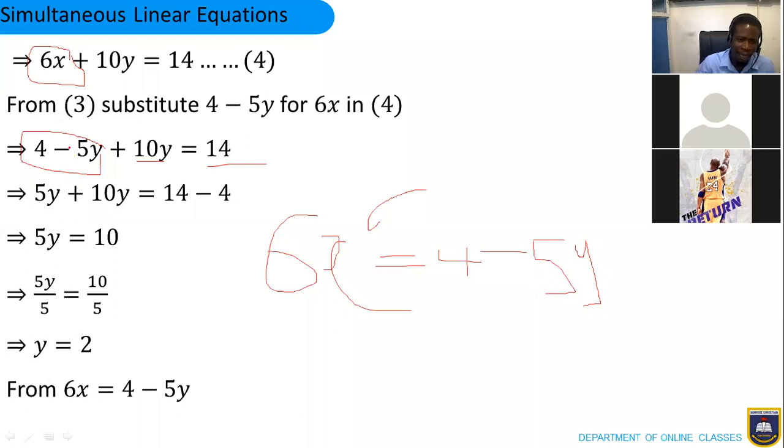So minus 5y plus 10y. Oh, sorry, here is supposed to be minus 5y. I want to group like terms here. So we have minus 5y plus 10y is equal to 14 minus 4. So minus 5y plus 10y will give us 5y, which is equal to 10. Then we are going to get 5y divided by 5 is equal to 10 divided by 5. Then our y is equal to 2.